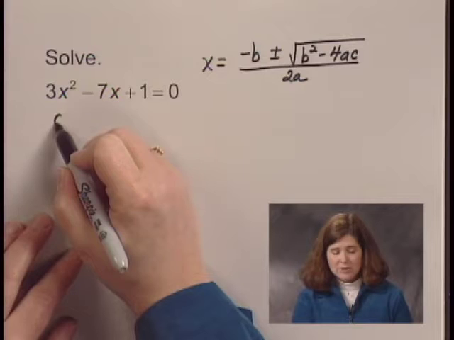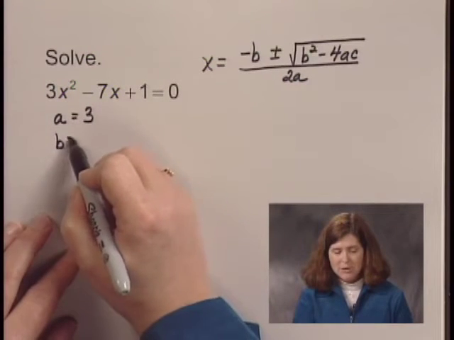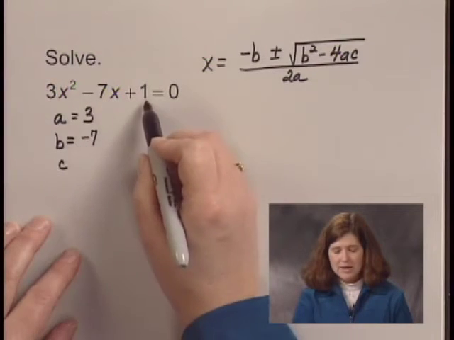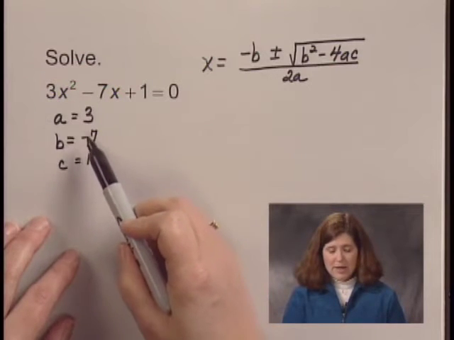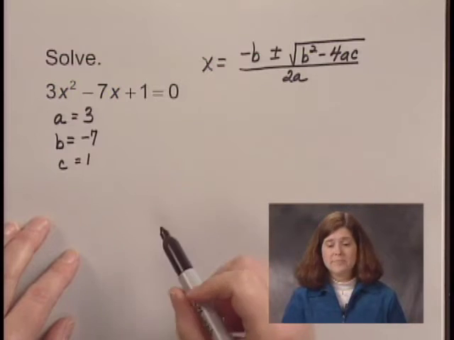A is the coefficient of the x squared term, that's 3. B is the coefficient of the x term, that's negative 7. And c is the constant term, that's 1. I substitute 3 for a, negative 7 for b, and 1 for c.